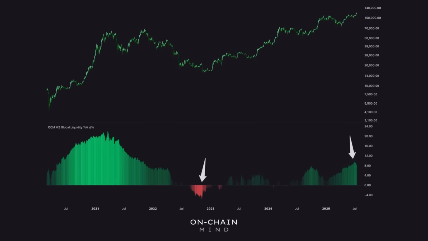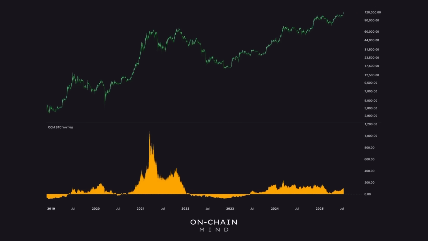Cycle peaks tend to occur when liquidity growth goes into overdrive. When the chart's green colors get brighter and more intense, that's when you know things are ramping up. It looks like we could be building toward that point, but we're not there yet. If you look at the Bitcoin equivalent of the year-on-year percentage change, you see very similar patterns. These allow you to spot bull market tops and bear market bottoms with surprising precision.